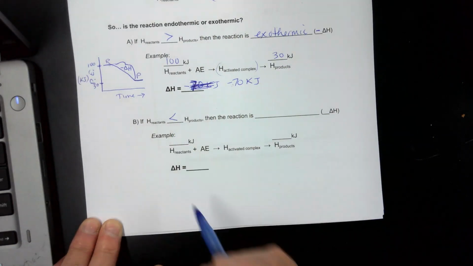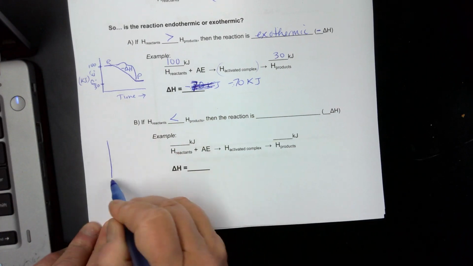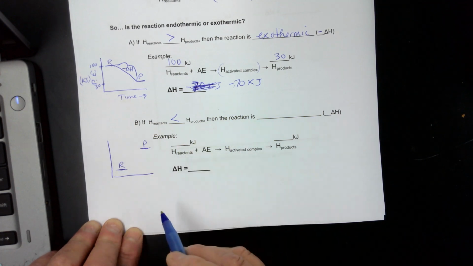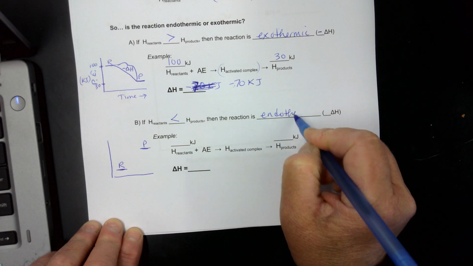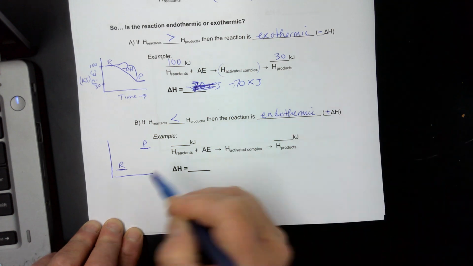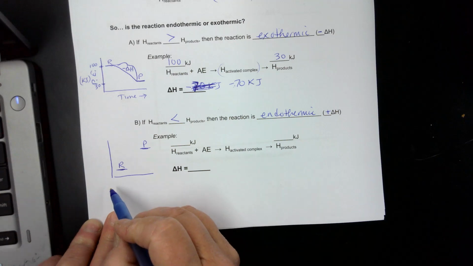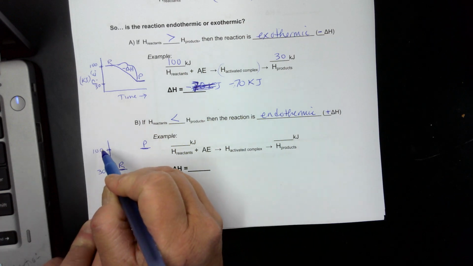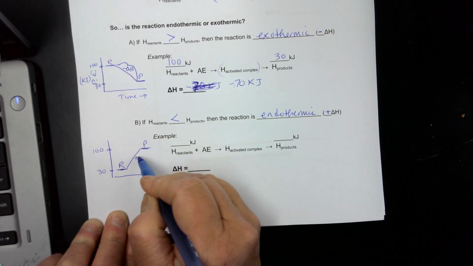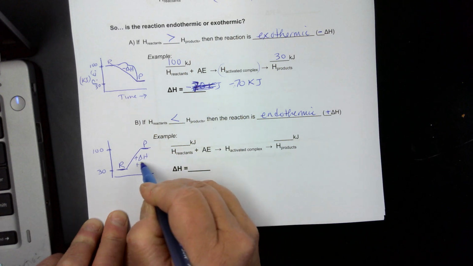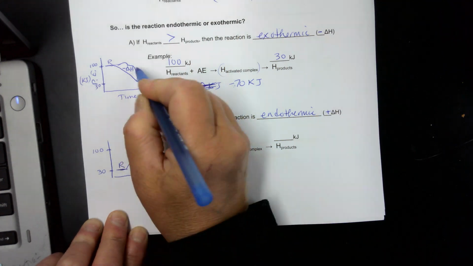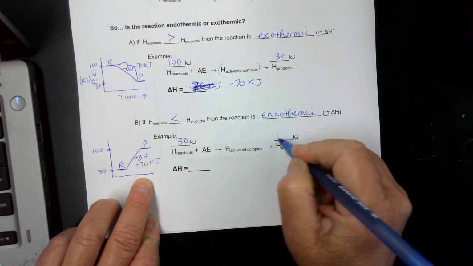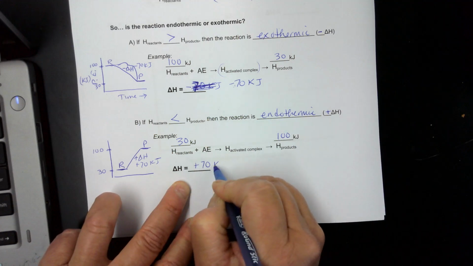Now, if the reactants have less energy than the products, let's think about this graphically. So we have the reactant starting low and the products starting higher. We say that that reaction is endothermic, and we have a positive delta H. So let's say here that the reactants are now starting at 30 kilojoules, and the products end up at 100 kilojoules. What we have here is a positive delta H, a positive 70 kilojoules, compared up here to a negative 70 kilojoules. So in this case, starting at 30, ending at 100, the delta H is a positive 70 kilojoules.